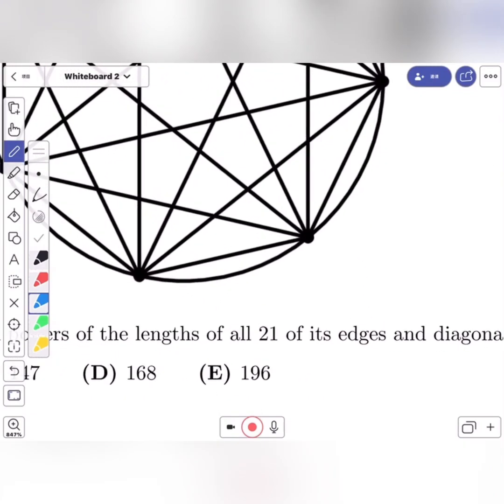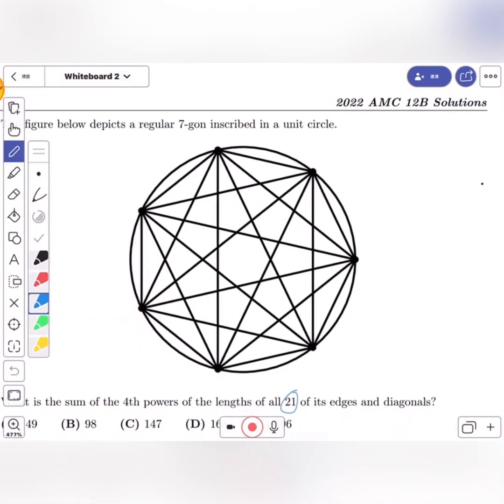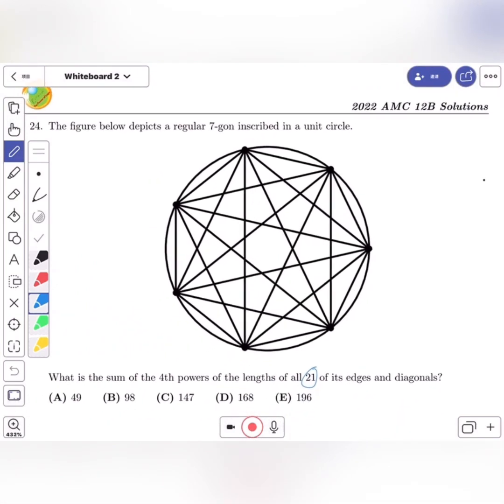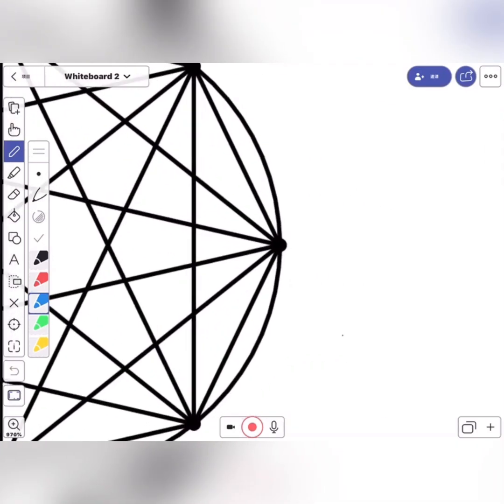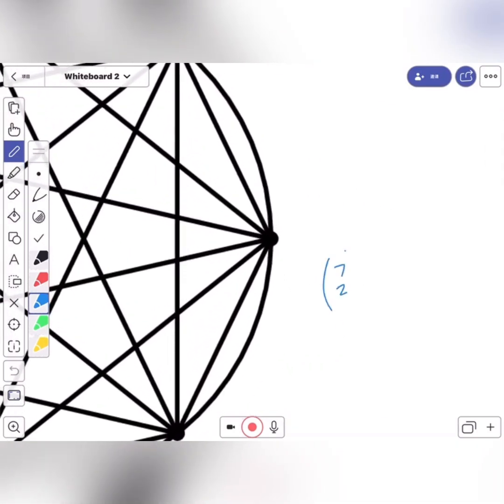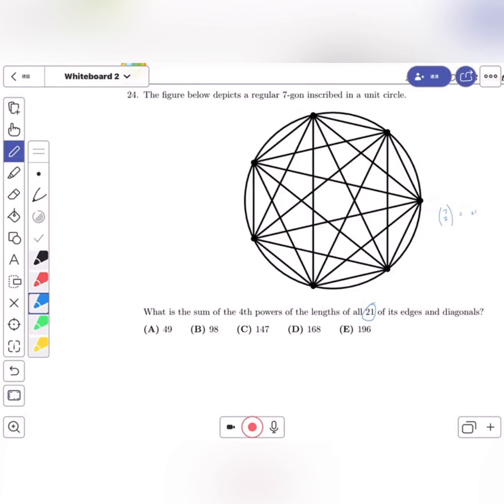By the way, you might ask, why is it 21? Because we have 7 points, and any 2 points within the heptagon are going to create an edge or a diagonal. So it's simply 7 choose 2, which is 21, which corresponds to the number given. So it's not just a random number.